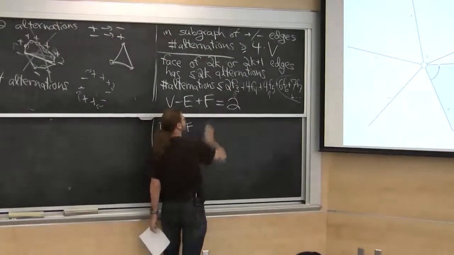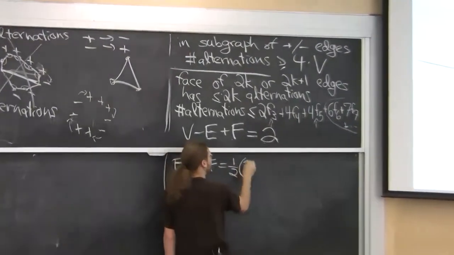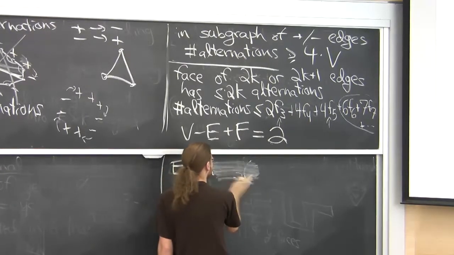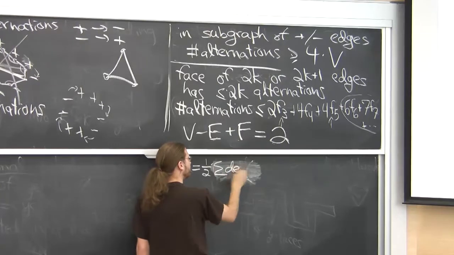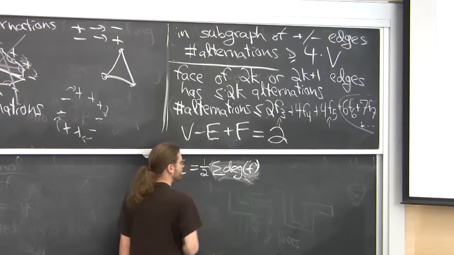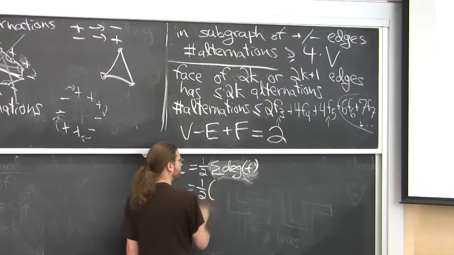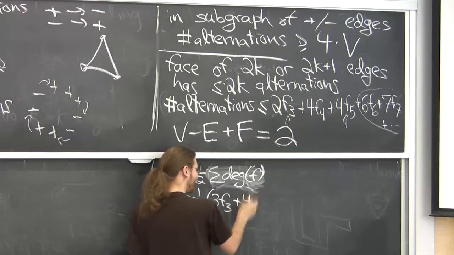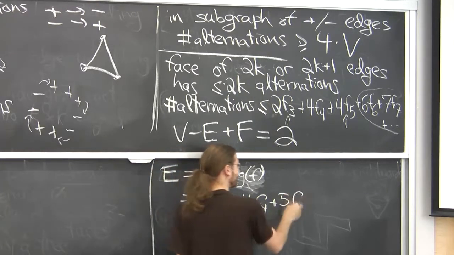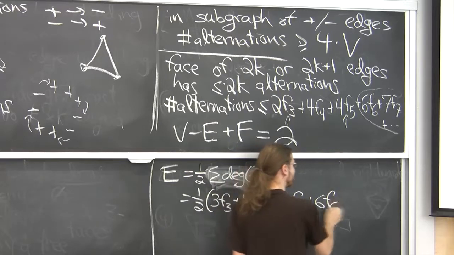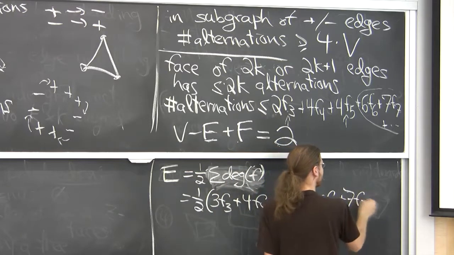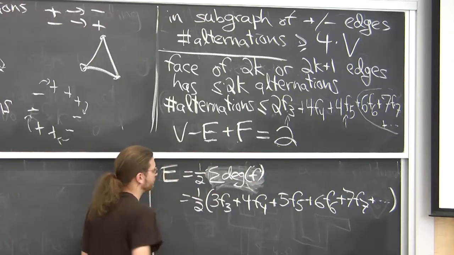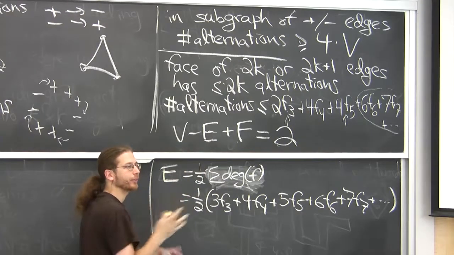Well, number of faces I want to write in this form. So this is half, not the number of faces. What am I doing? Half the sum of the degrees of the faces. So this is half. What is the degree of degree 3 faces? 3. What is the degree of degree 4 faces? 4. And so on. Exactly. So now things are starting to look similar, and I want to get some cancellation going on.